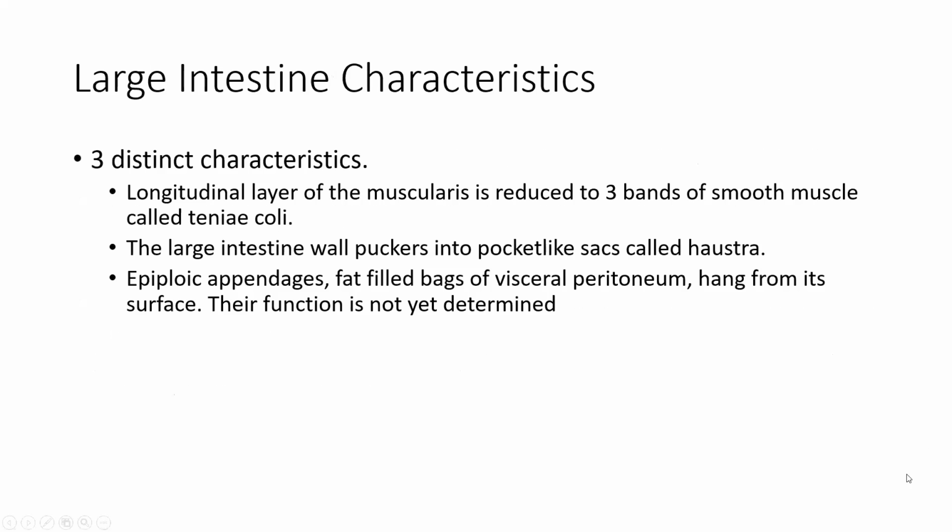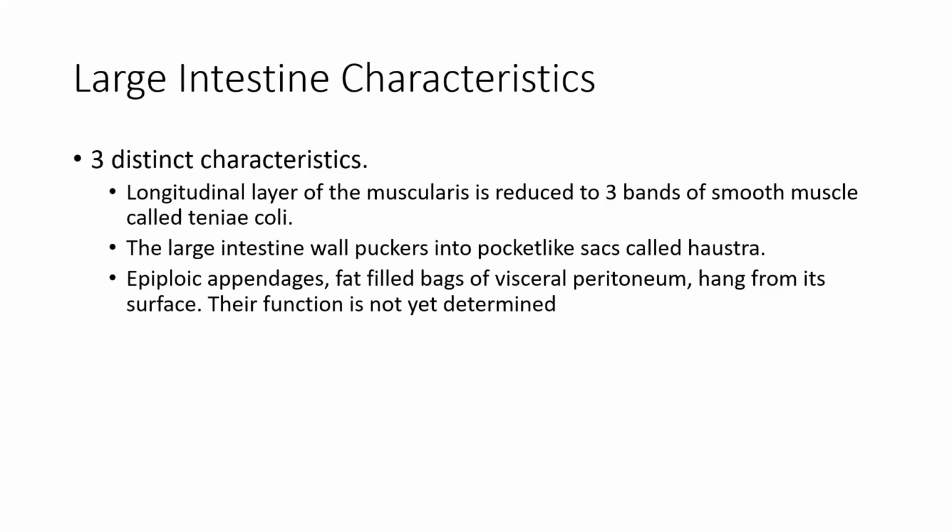So now, a couple things about the large intestine. We don't have two smooth muscle layers anymore. We have the circular layer, but we have the longitudinal layer reduced to a band called the tinea coli, which runs around the entire colon. It runs up the ascending, across the transverse, down the descending.